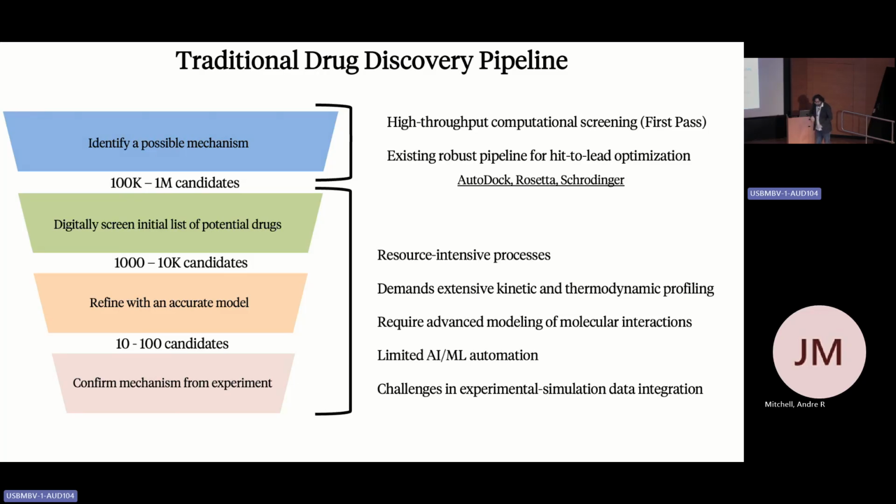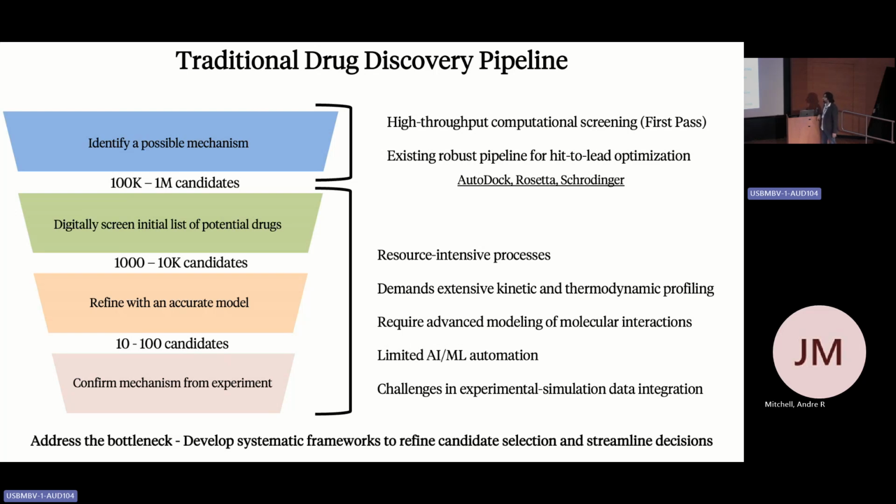The real challenge begins at the steps where, from the 1,000 to 10,000 candidates, we need to boil down to the first few candidates for trials. And that's where we have certain problems. This is where we want to address the bottleneck of developing systematic frameworks to refine selection and streamline decisions.